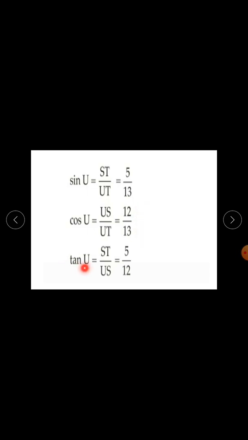Now next is tan U. Tan U means opposite side upon adjacent side, and opposite side is ST and adjacent side is US. And the value of ST is 5. Substitute here 5 and the value of US is 12. So substitute here 12. So tan U equal to 5 upon 12. So sin U equal to 5 upon 13, cos U equal to 12 upon 13 and tan U equal to 5 upon 12.